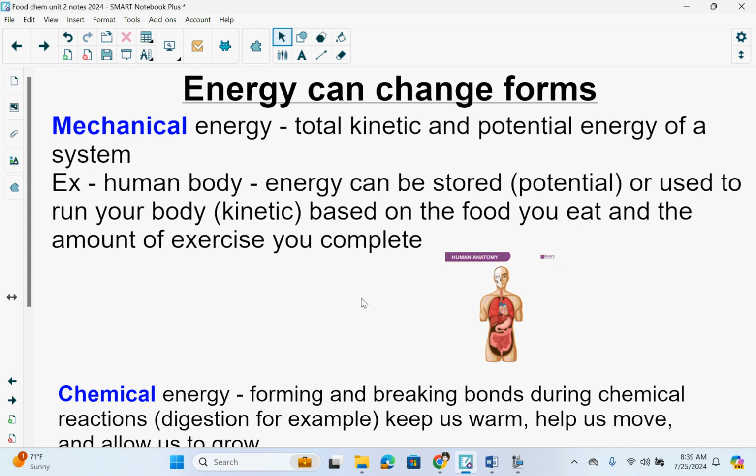Energy can change forms. So mechanical energy is your total kinetic and potential energy of a system. So the human body, for example, has energy that can be stored or potential or used to run your body. This is kinetic. It's based on the food you eat and the amount of exercise you complete.